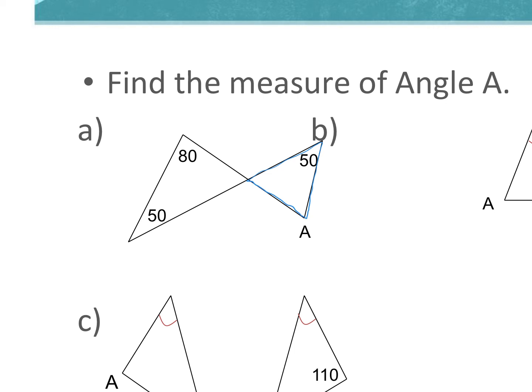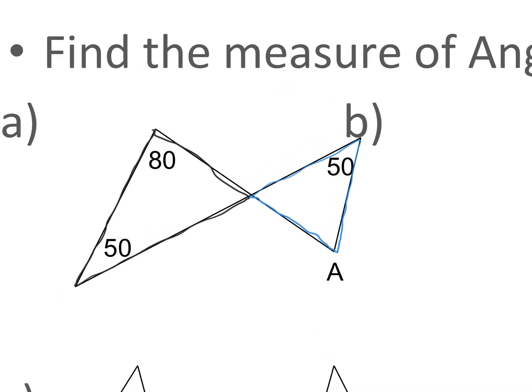Now, I noticed that there's a triangle over here as well. And this triangle will help us figure out the measures of the other triangle. Because right now, all we have in this blue triangle is this angle of 50, okay? So let's go ahead and use this other triangle to help us figure out. We know this one's 80, this one's 50.